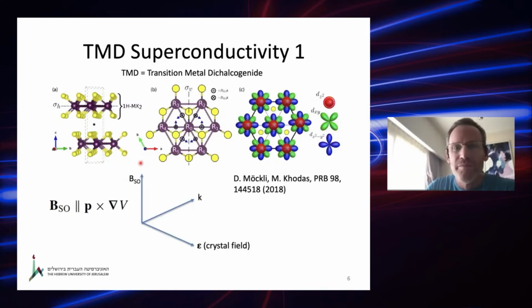So now I'm going to talk, I assume that many people in the crowd already are well familiar with the TMDs. The main feature of the TMDs is the broken inversion symmetry. That means that there's a built-in electric field which points within the plane. This kind of built-in electric field cross-product with the momentum gives us an out-of-plane effective magnetic field, and that produces an effectively very, very strong out-of-plane spin-orbit term, which can reach hundreds of Teslas in its magnitude.